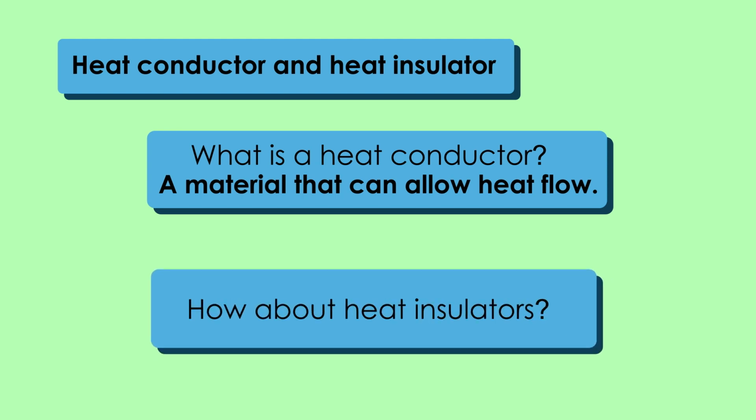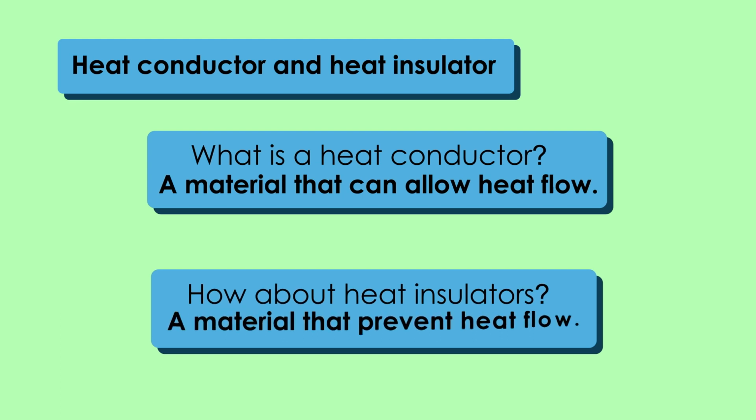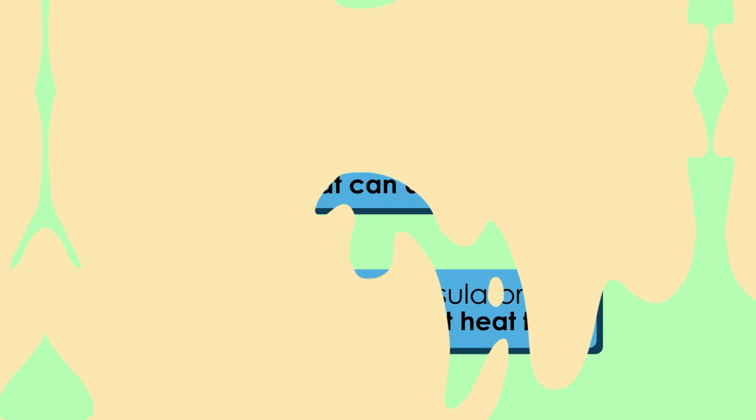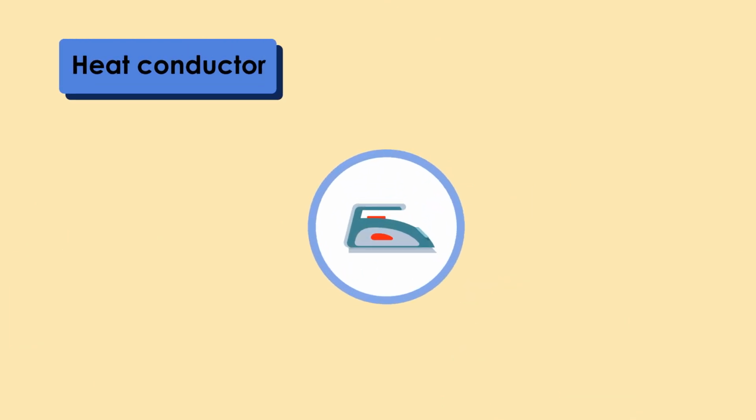How about heat insulators? Yes, they are the opposite of heat conductors, which means that they are materials that prevent heat flow. Now that you know what heat conductors and heat insulators are, how are they applied in our daily life?